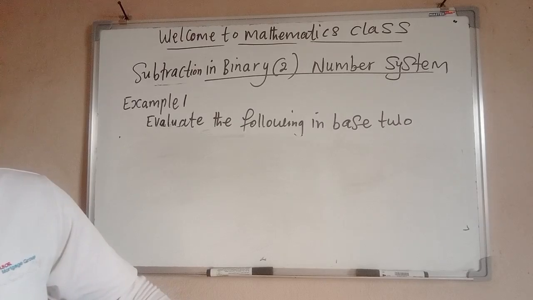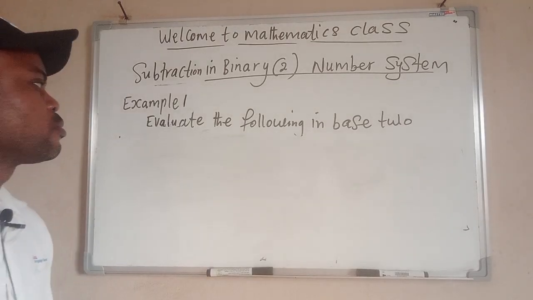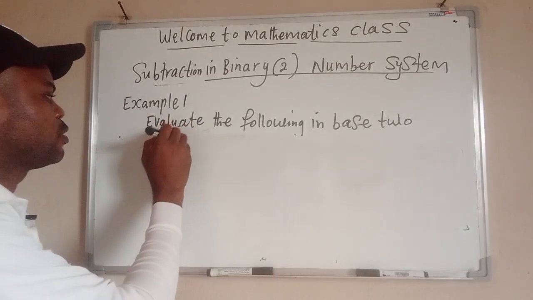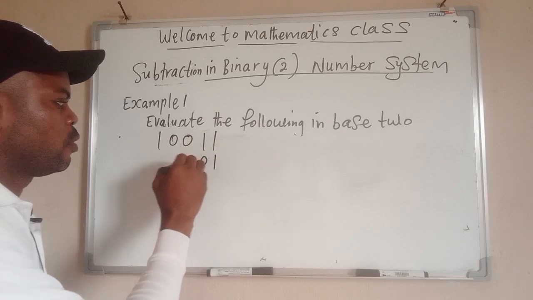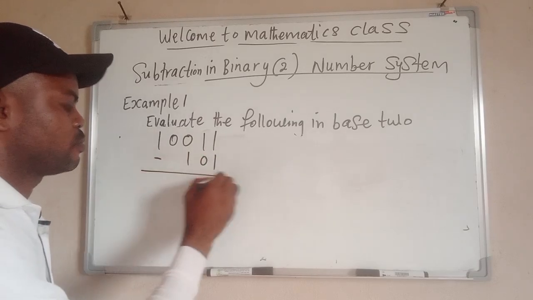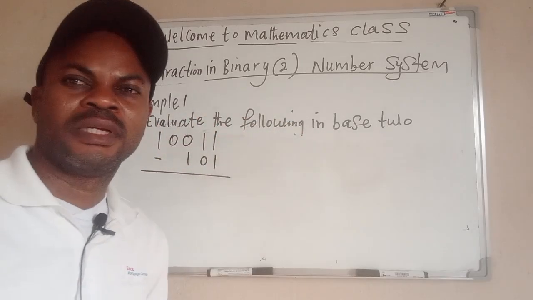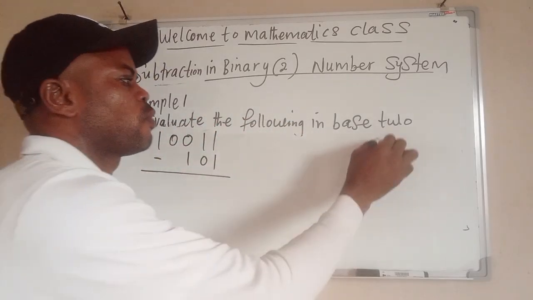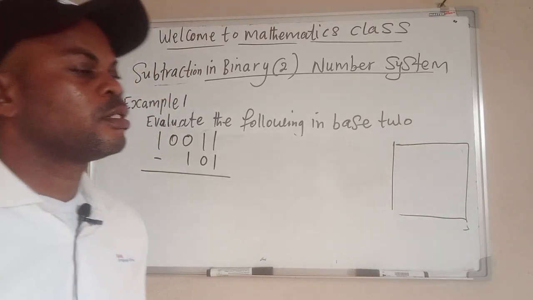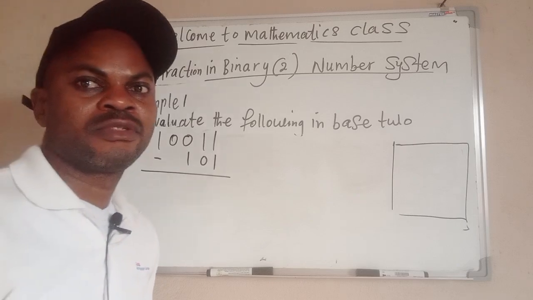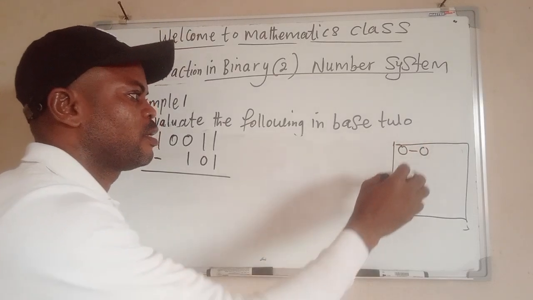And the first question we're going to have here is 1 0 0 1 1, then you have 1 0 1, and you should subtract. So the question says evaluate the following in base 2. The same way some teachers can also teach you how to cram some key values that are to be subtracted, which I think is not really necessary.